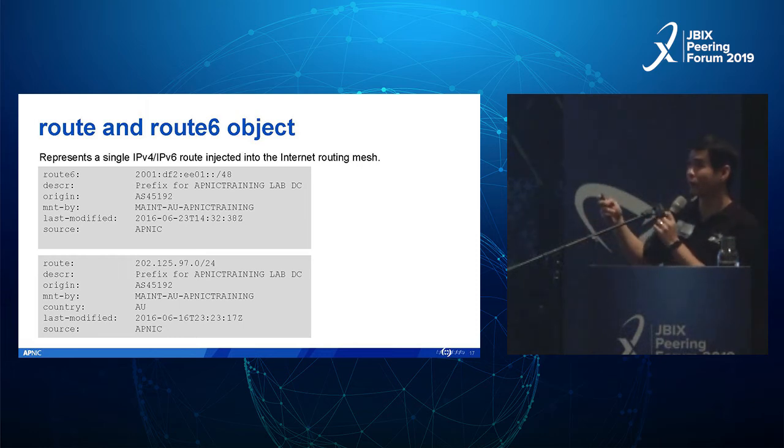So if you register a route object in RADB, it will look something like that. But the source over here is APNIC. But if you register a route object in RADB, I think the source will have RADB at the bottom.